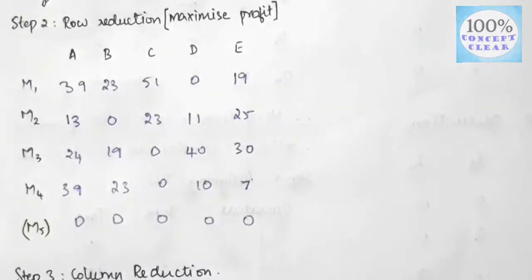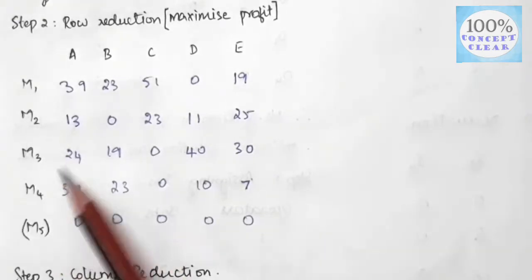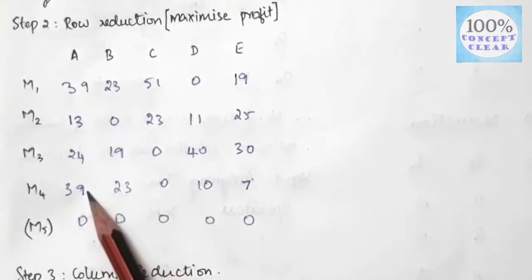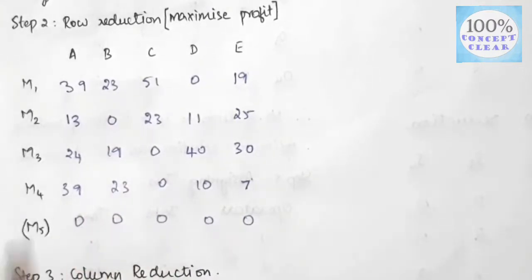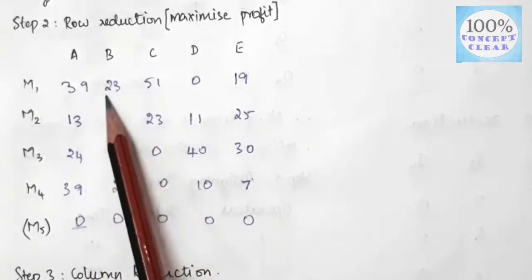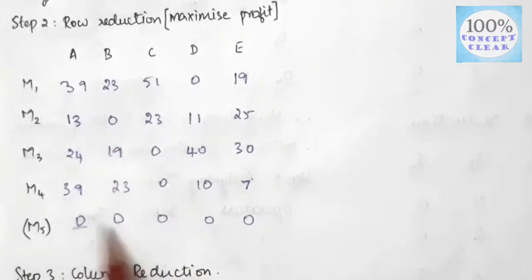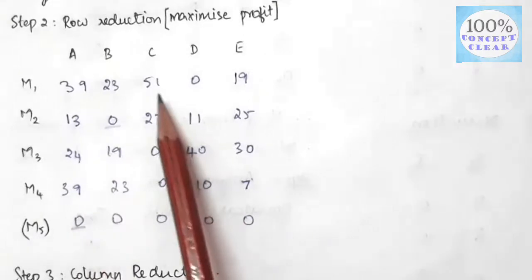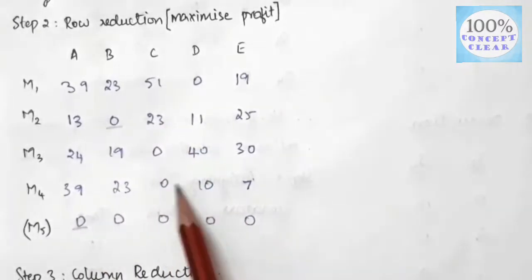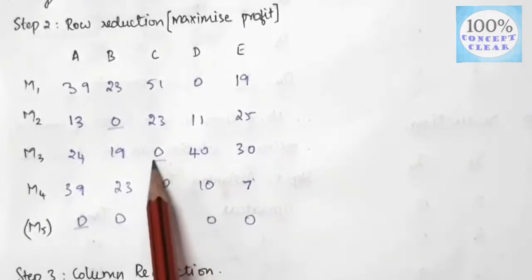So as per step 3, column reduction, we must find the least value in each column. So see in the first column, 39, 13, 24, 39, 0. So 0 is the least value, so mark that 0. And in the second column, 23, 0, 19, 23, 0. Here also we have two 0s, we can mark any one. I am marking this. And in the third column, we have 51, 23, 0, 0, 0. So here 0 is the least value, we can mark any one 0. So I am marking this.